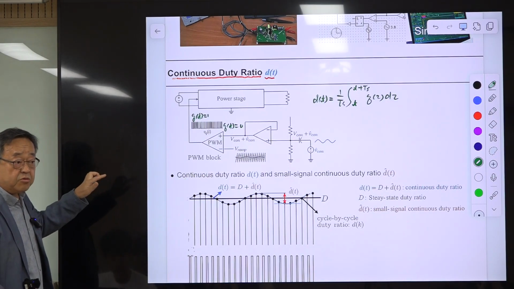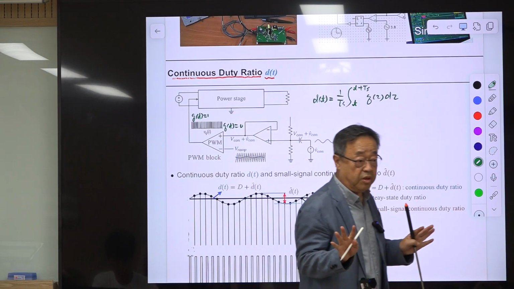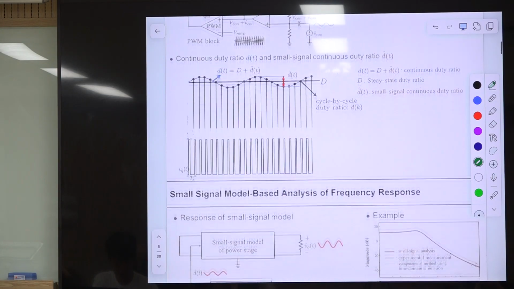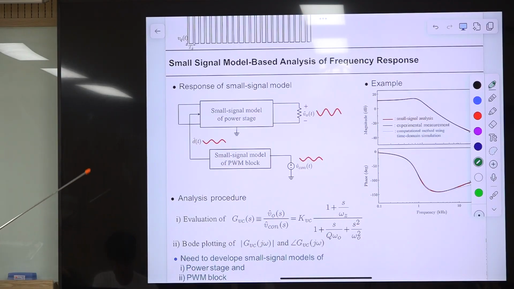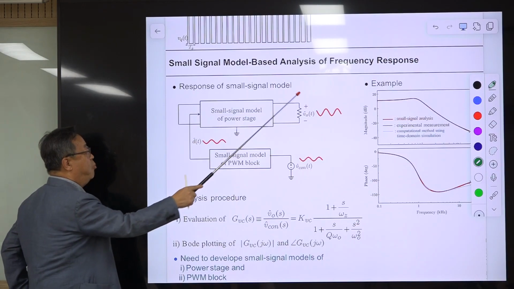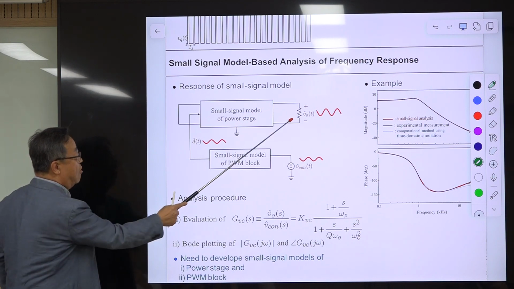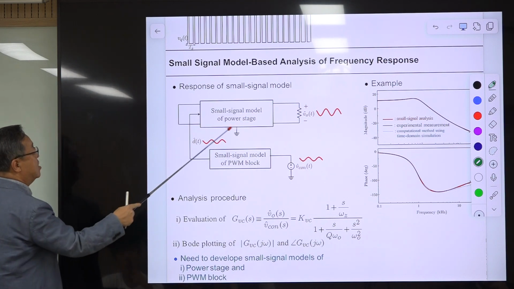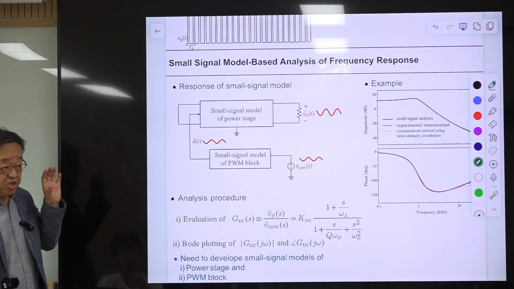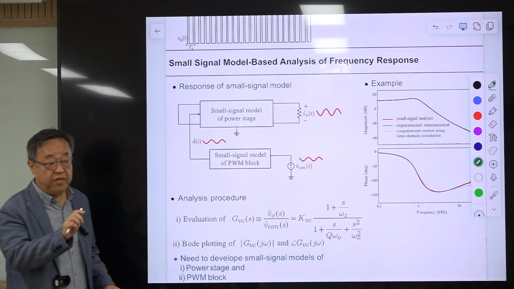This is possible because we are considering this as a linear time invariant system, so superposition holds. For that, we only need to consider this sinusoidal waveform, and this is shorted, and this current source is opened. We have a continuous sinusoidal wave here. Then you can define this small signal model of the power stage as a linear time invariant circuit model.